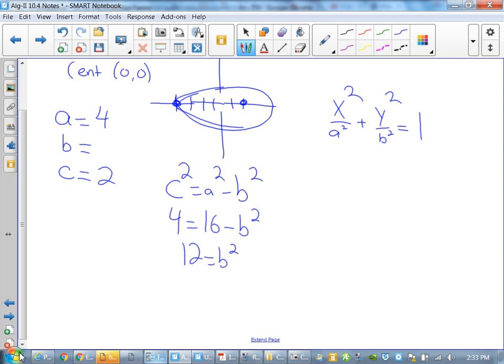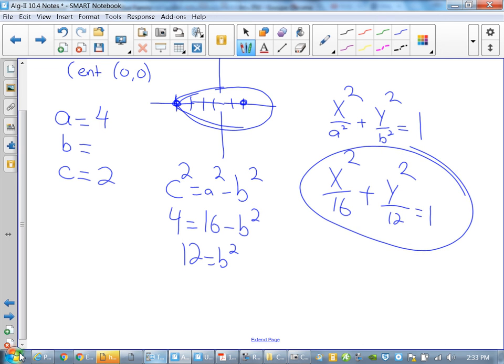In this case here, guys, it's just asking you to write the equation. You knew that your vertex, center to vertex, is 4. That means A squared is 16. You found your B squared, it's 12. And you're done.